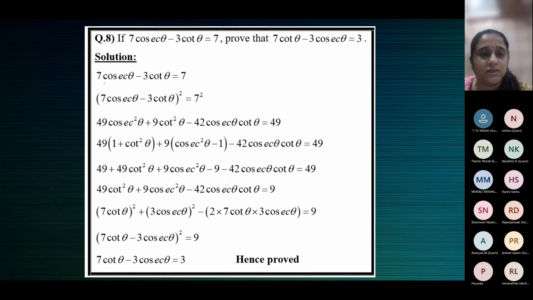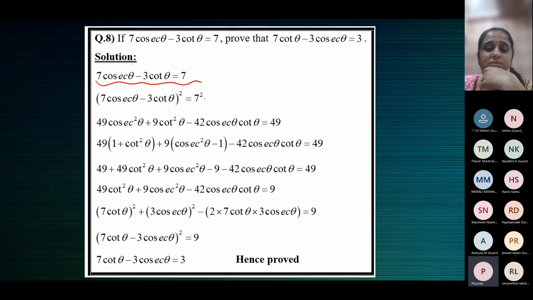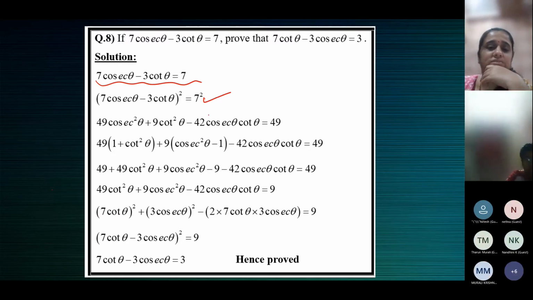Take up the given equation. Then what's happening? Yeah, we square on both the sides. Okay. Then what is this like? This one looks like what? A minus B the whole square. This one is of the form A minus B the whole square. 7 square is 49. This one is A minus B the whole square.